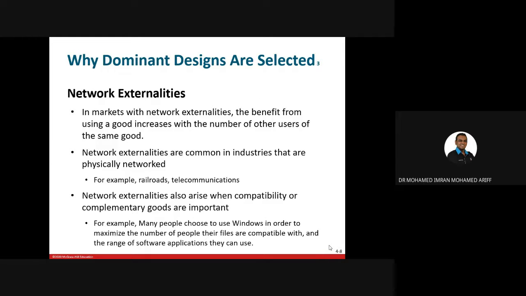Okay, if you use network externality, that means you're looking at the outside world. Okay, the benefit from using a good increases with the number of other users. Okay, for example, network externalities are common in industries that are physically networked. Okay, so you look at what is outside. How can your innovation, how can your product and services be linked with the outside world? Because we don't want it that when we make a new product or new service, it has no connection with the outside. You make a new food but outsiders don't eat it. Okay? You make a new service but nobody wants it there.